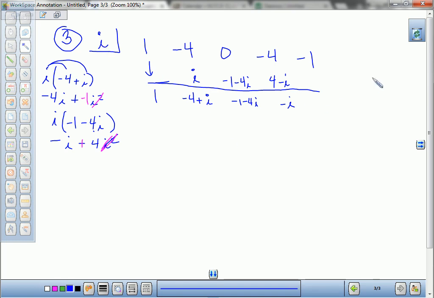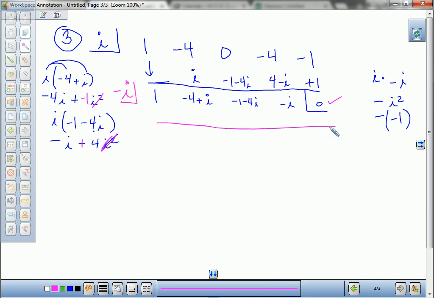And then I times negative i. I times negative i is negative i squared, which is the opposite of negative 1. What is the opposite of negative 1? Positive 1. And I got my 0. It worked. Okay, so if i is 1, what's the next thing I divide by? Negative i.